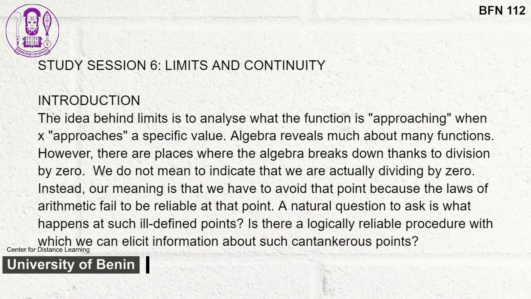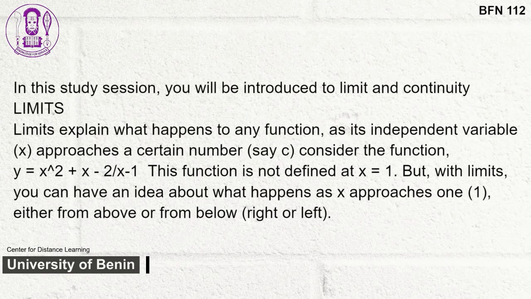Instead, our meaning is that we have to avoid that point because the laws of arithmetic fail to be reliable at that point. A natural question to ask is what happens at such ill-defined points? Is there a logically reliable procedure with which we can elicit information about such cantankerous points? In this study session, you will be introduced to limits and continuity.